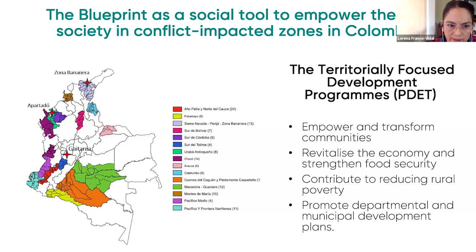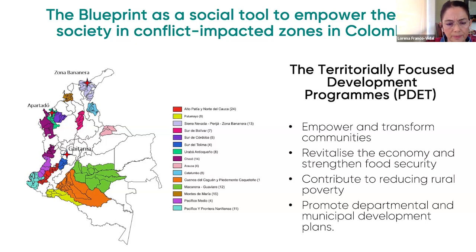The three municipalities where we work with the blueprint are Zona Bananera. Can you show them, please, Oliver? Yes. Zona Bananera in the Caribbean region, an area mainly dedicated to banana production for export. Here, the blueprint began to be designed with the result of the first set of variables and dimensions of social, economic, and biophysical sustainability.